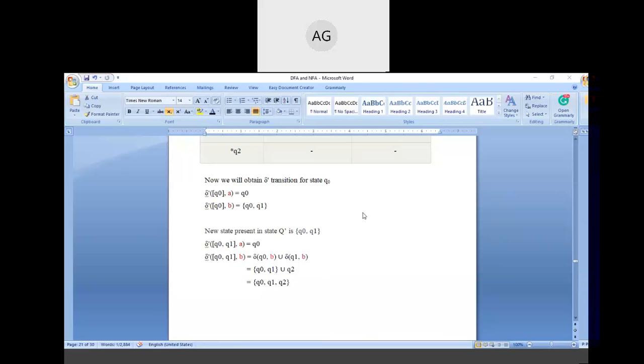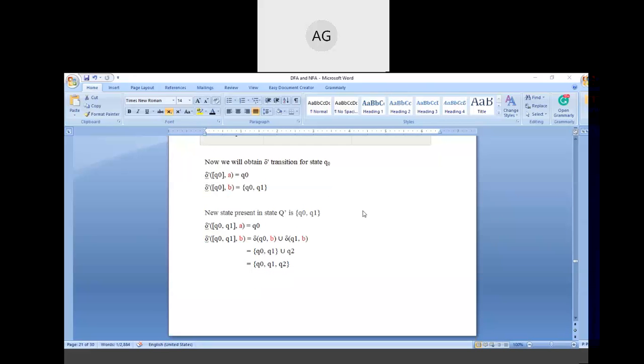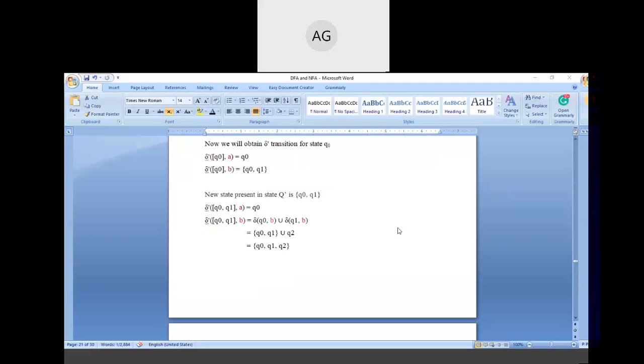Now our next step, according to the algorithm, is to find the transition states of the DFA. The initial state of the NFA will be treated as the initial state of the DFA, according to step number 2 of the algorithm. So q0 is the initial state, and we can find its transitions with its inputs. With input A on q0, we get q0. With input B on q0, we get q0 and q1.